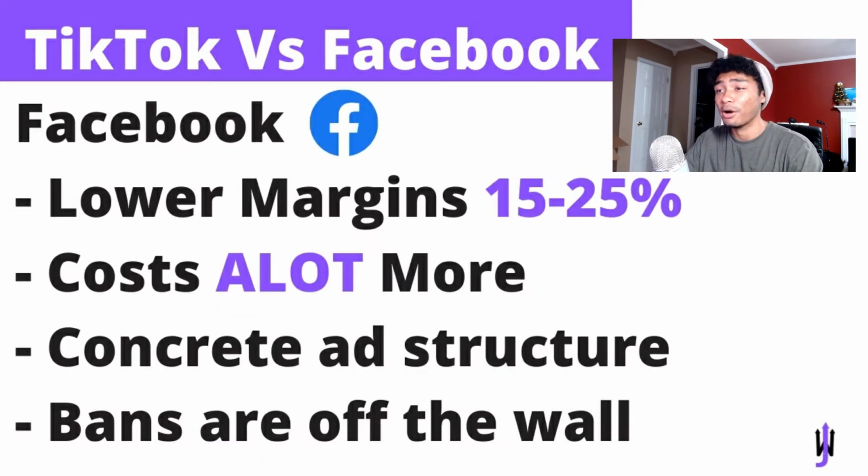So when we're talking about Facebook, you're going to have lower margins because of how much the ad costs have skyrocketed over the last couple of years. And with Facebook ads, you have a very concrete ad structure. So you have the scroll stopper, ad copy, or the middle of the ad, and then you have the call to action at the end. A lot of ads on Facebook are anywhere from 20 seconds to a minute long, and these ads cannot look bad. They have to be quality, top-notch looking ads, as compared to TikTok, where you can literally take your phone, film a review of a product, and the ad does well.